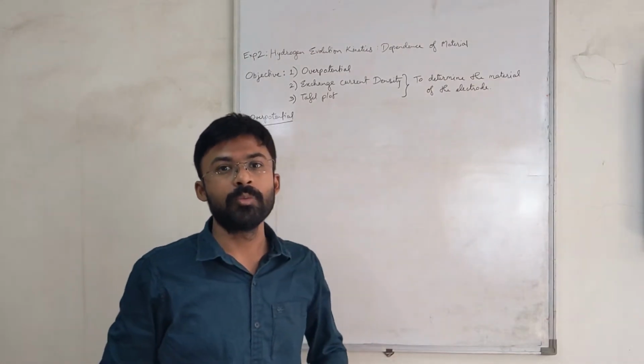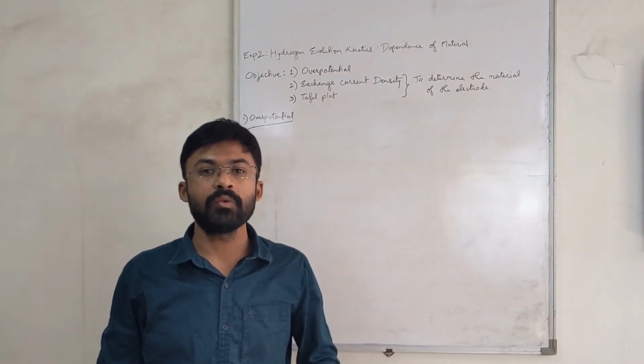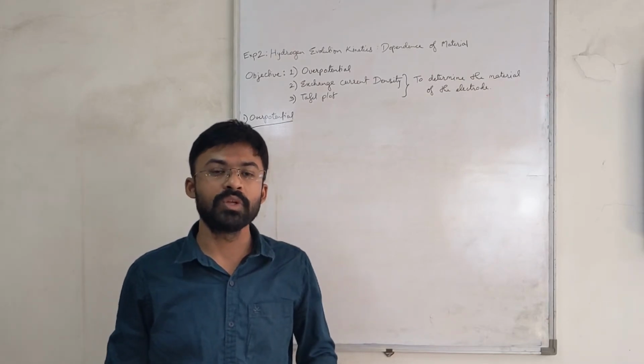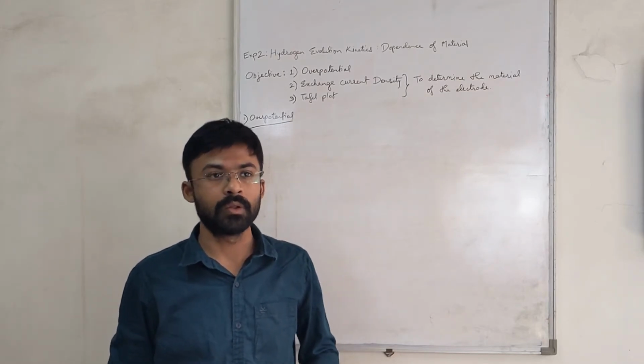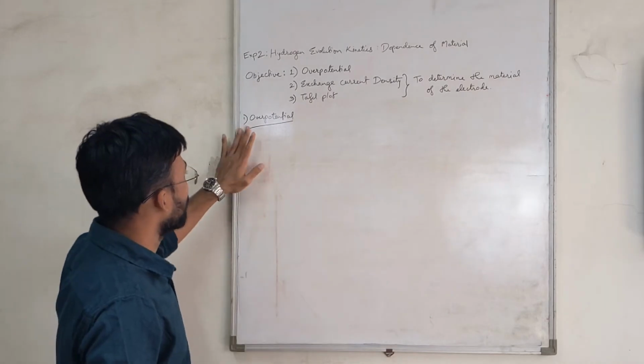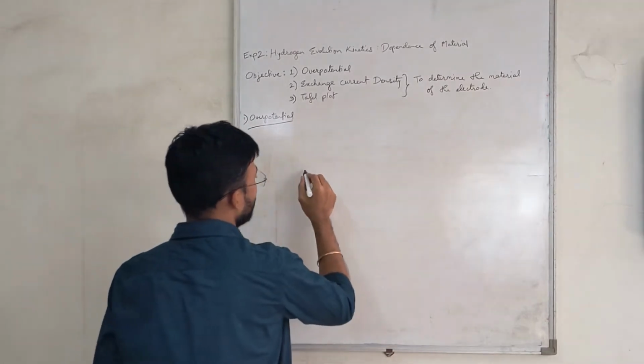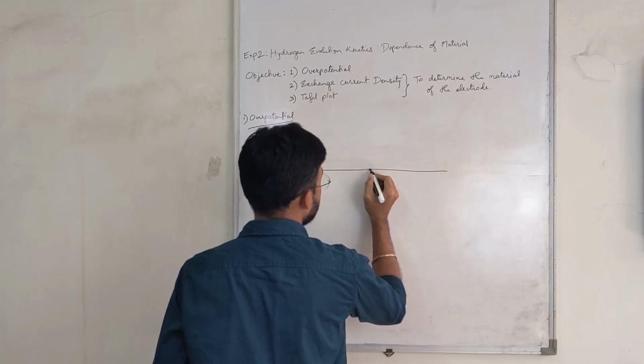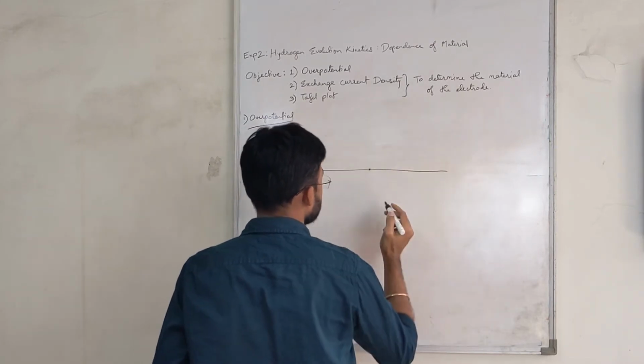So in this experiment you will be given two electrodes, one will be platinum and one will be silver. So you will have to conduct a few experiments to determine which is the platinum electrode and which is the silver electrode. So to start with, what is overpotential? We will be using hydrogen evolution kinetics, or the hydrogen evolution reaction, to determine the material of the electrode.